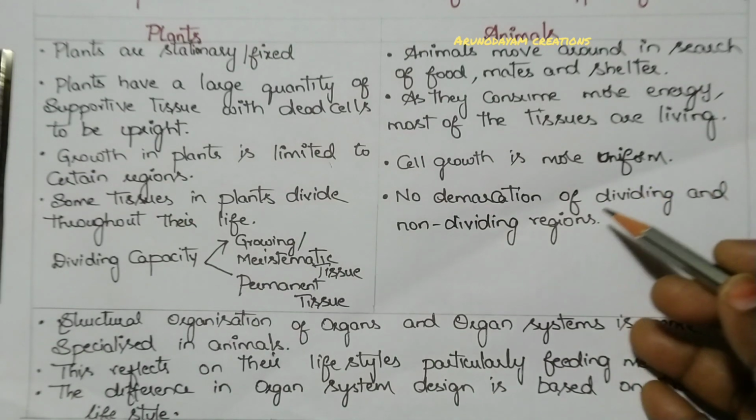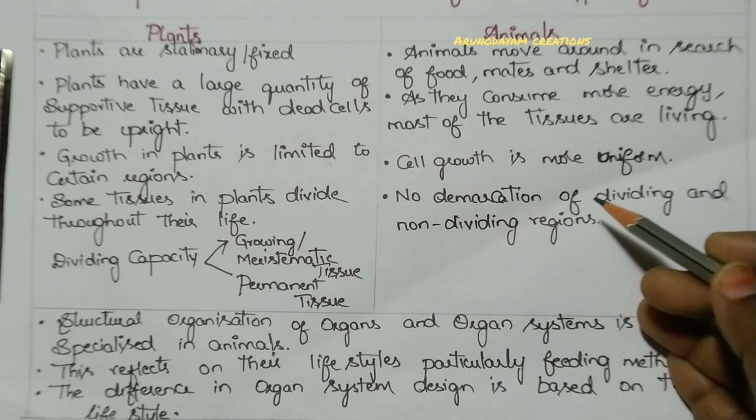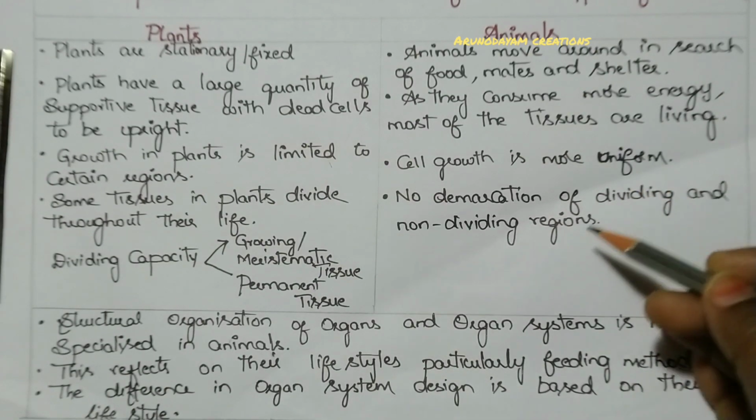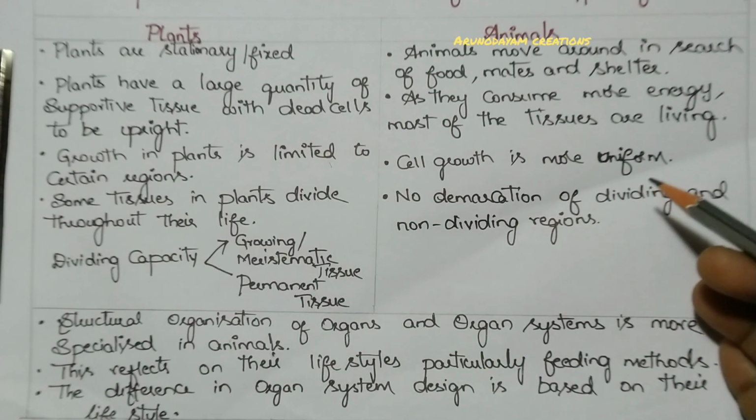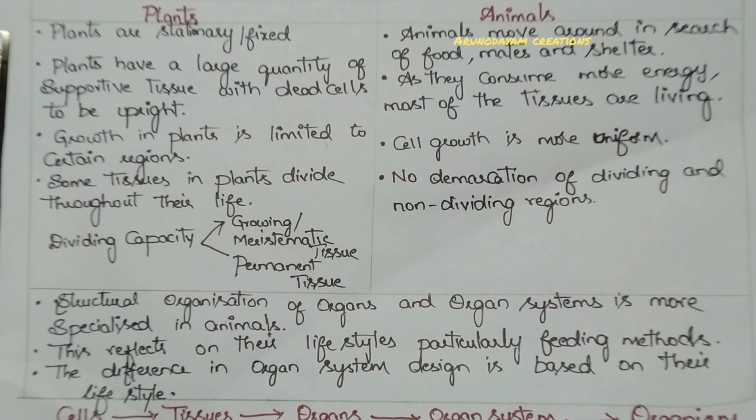But in animals, animal cells do not have any chloroplasts. They cannot produce their own food materials. What they have to do is search for their food material. They have to hunt their food material. Further, they need so much energy. So the organization is more complex. For searching and hunting food materials, they need a well-developed muscular system. A well-developed nervous system is needed in animals.